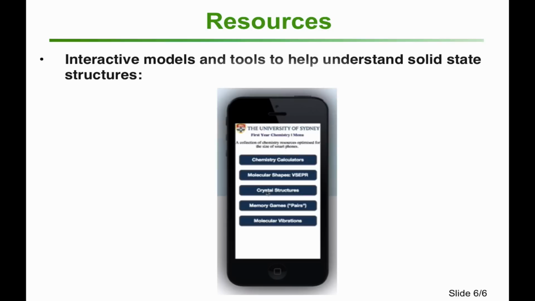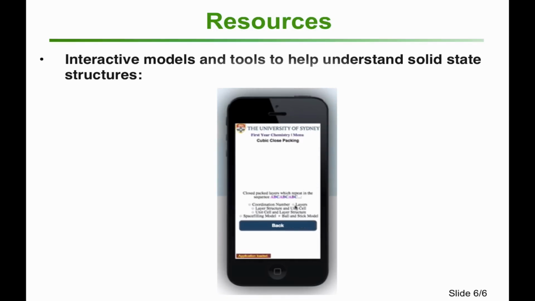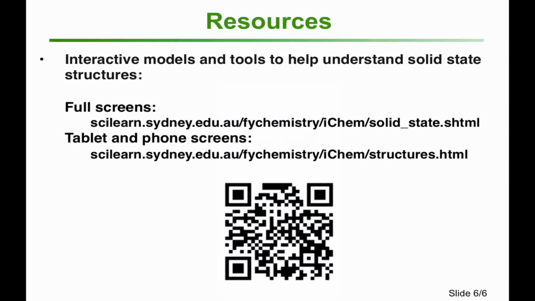So in order to understand the structure of solids and to count coordination numbers, we actually have to look at the crystal structures. We can look at physical models of these, or we can use models on our computers. We have some that are available on mobile devices and some that are available for computers. So you can go on and look at some of the animations that you've seen in this video in more detail, and you can control them and rotate them and look at the structures in more detail. These are available for computers with full screens and also for tablet and phone size screens.